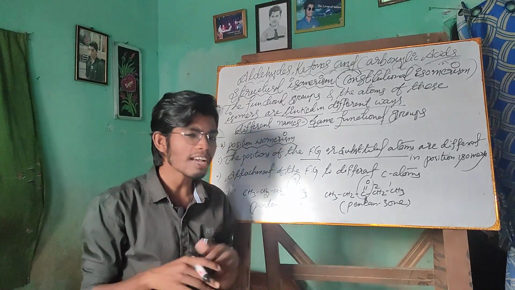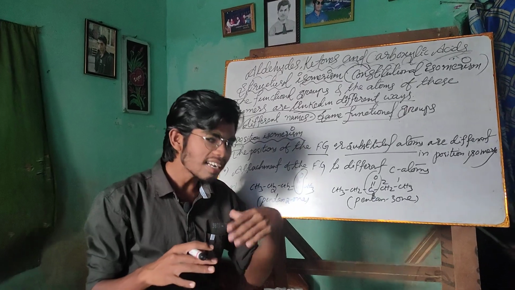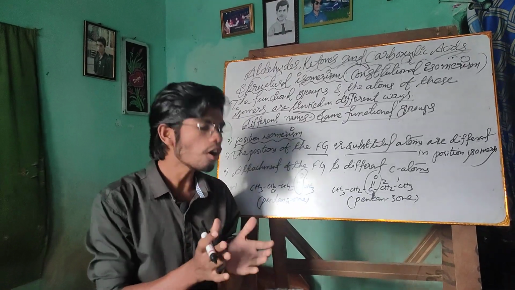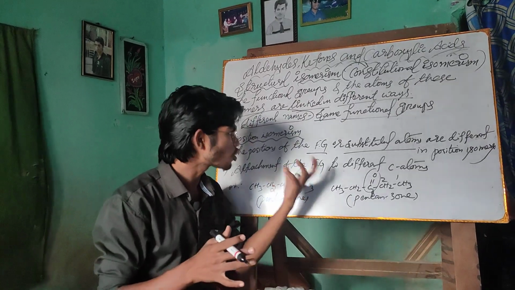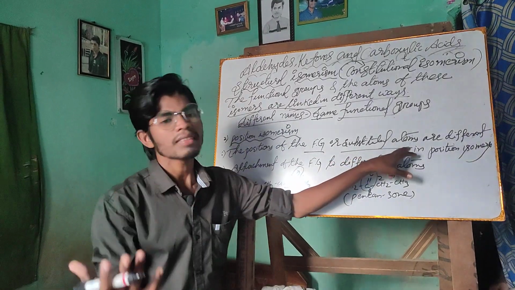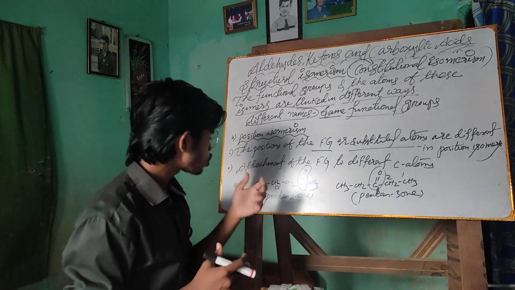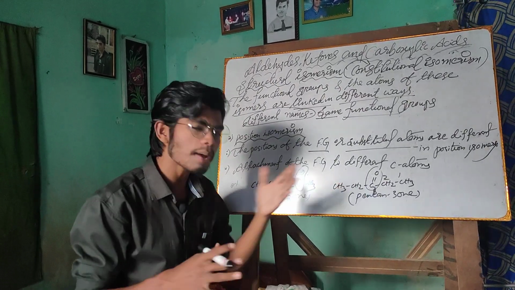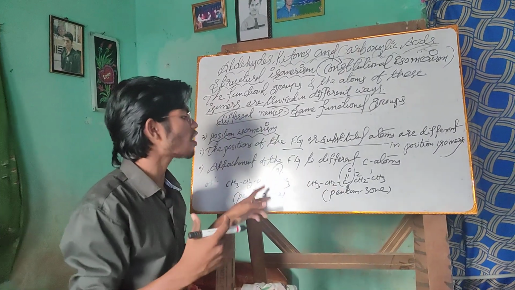So what is position isomerism? Compounds having the same molecular formula, an identical chemical formula, but differing in the position of the functional groups or the substituted atoms. This is what we have written in the examples of the ketone. Of course both have the same chemical formula, but what is different between these two? The position of the functional group is different.